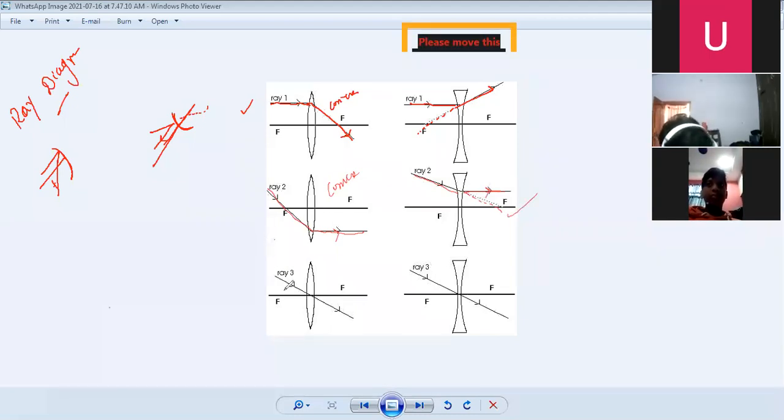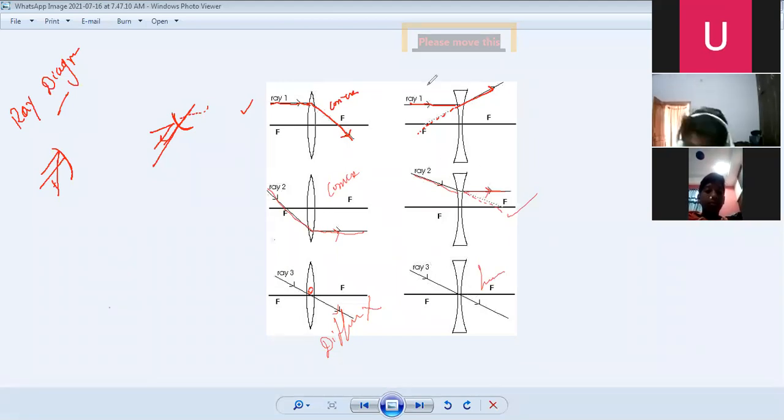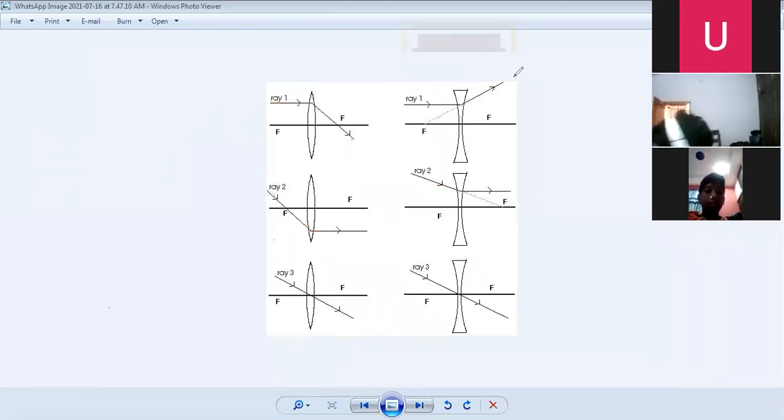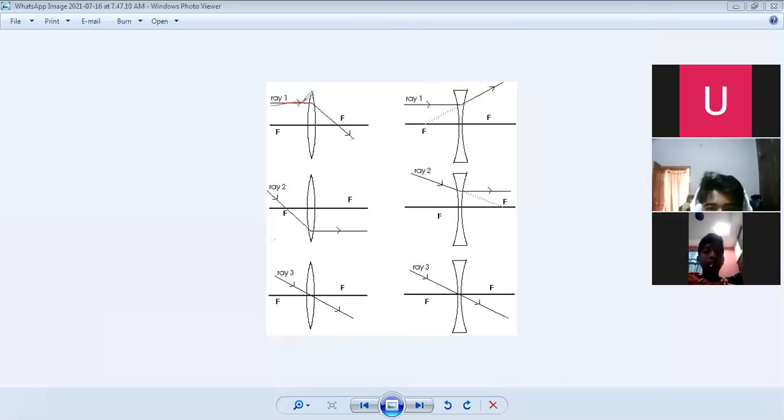And in the last case, what happens in a convex lens? The ray of light which is passing through the optical center will emerge without deviation. No deviation. Same in the case of a concave lens also. Without deviation, it is emerging. Clear, guys?